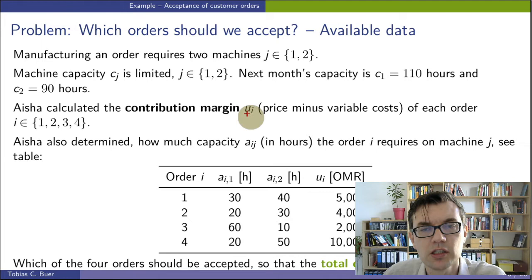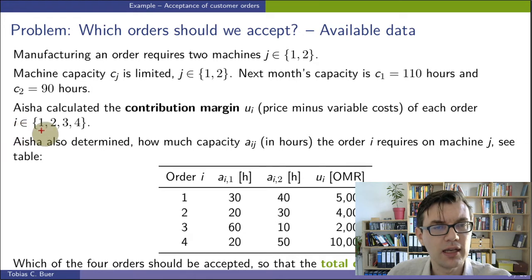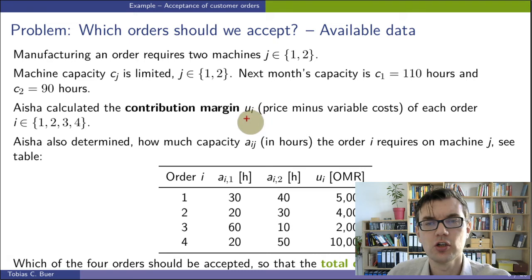Now Aisha has calculated the contribution margin. The contribution margin is indicated by Ui, and it is basically the price that a customer is willing to pay for the order minus the variable cost that Aisha has to manufacture these orders. We indicate one of the 4 orders by the letter I. So small i can have the values 1, 2, 3, or 4, and for each order, there is one Ui.